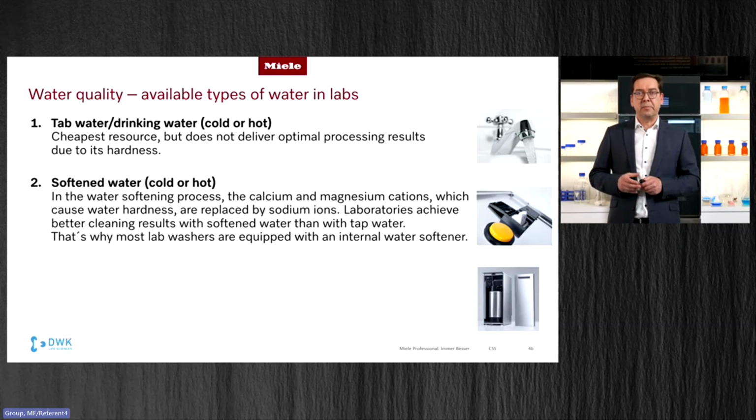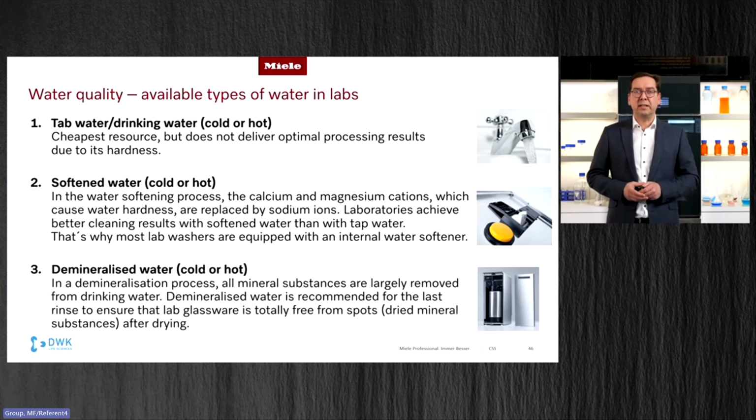Secondly, we speak about softened water. Softened water has a certain hardness and is ideal for cleaning processes in a machine. That's also why the majority of lab washers contain an integrated water softener system, which can be connected to tap water, but in this water softener, the water gets soft, and then it's usable for the cleaning purpose.